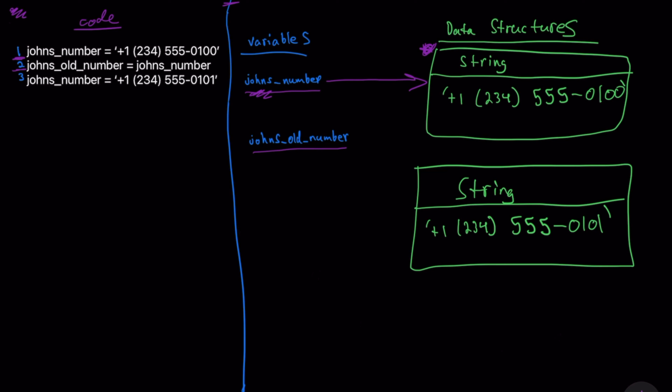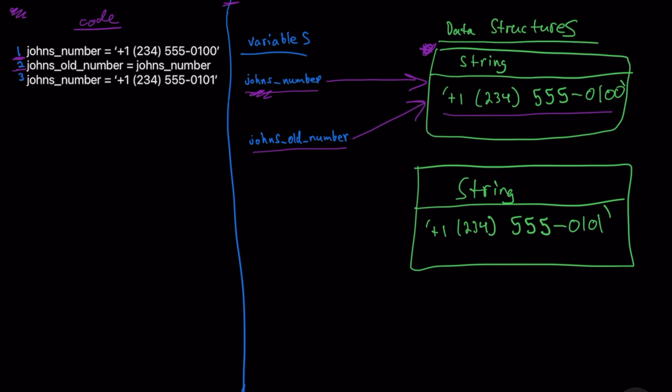Now at first, it seems like we're probably doing something like this. However, when you set a variable equal to another variable, you're actually assigning it to the value of that other variable. So rather than our arrow being like this, it actually looks like this. So after line 2 executes, we have John's number and John's old number both referring to the same piece of memory in our computer. And remember, that piece of memory is just a string with this value right here.